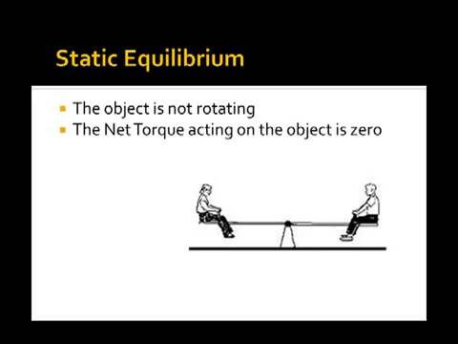In this picture, we have the torque of the guy on the right, which is a clockwise torque exerted on the seesaw, and then we have the torque from the person on the left, which is a counterclockwise torque. As long as they cancel each other out, the net torque is zero, and it's exactly the same as if no one was sitting on the seesaw. If the net torque is zero, then it's not going to rotate. That would be static equilibrium.